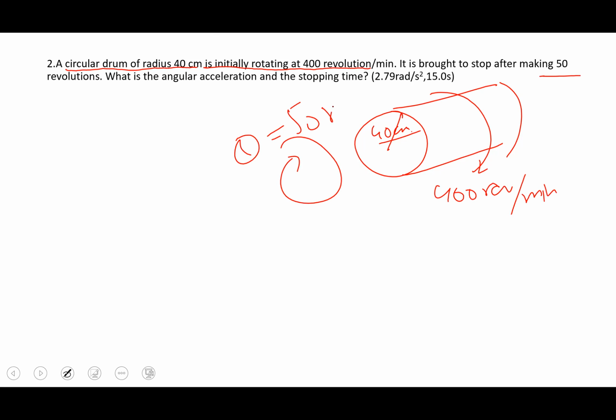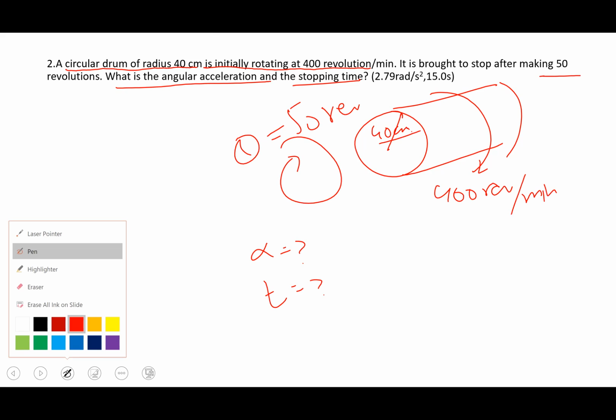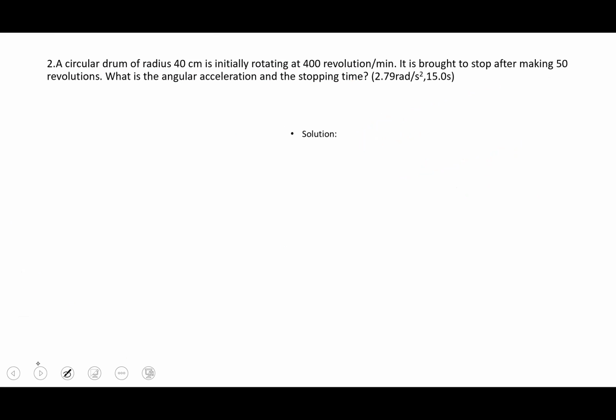Now, what is the angular acceleration? We have to find the value of alpha, and the stopping time, that is, how much time it took to stop this rotating drum. Now in this case, we have the solution and the data is given to us.